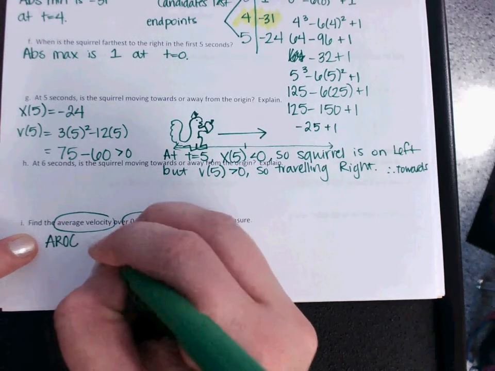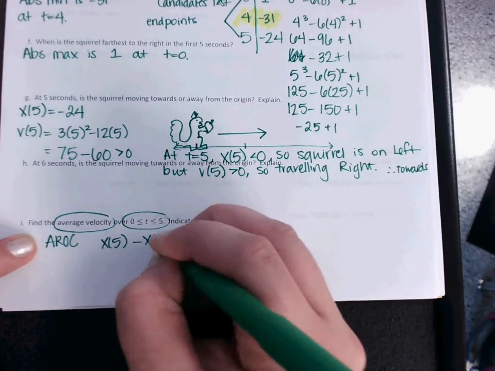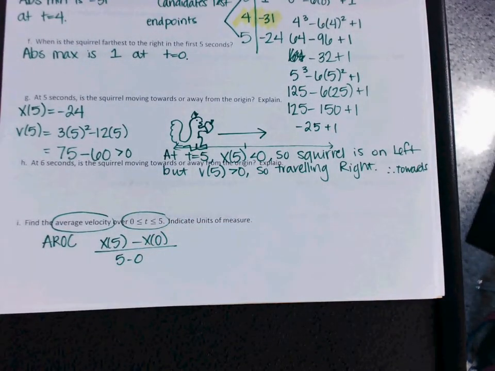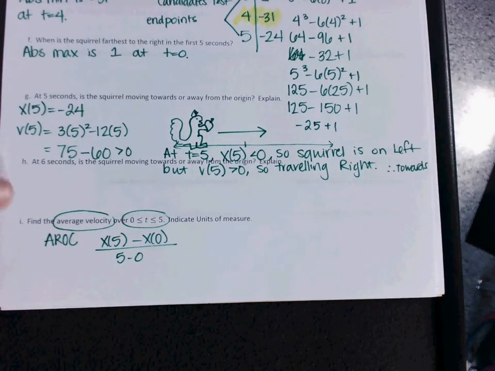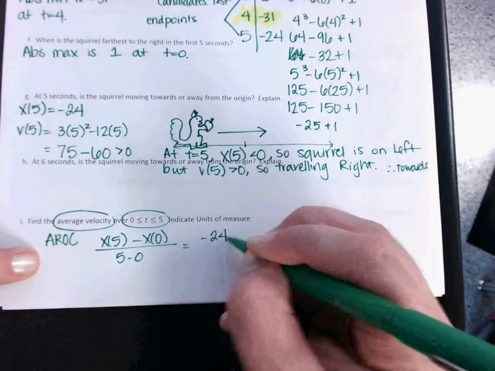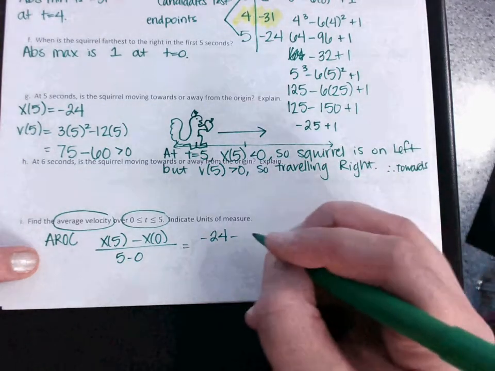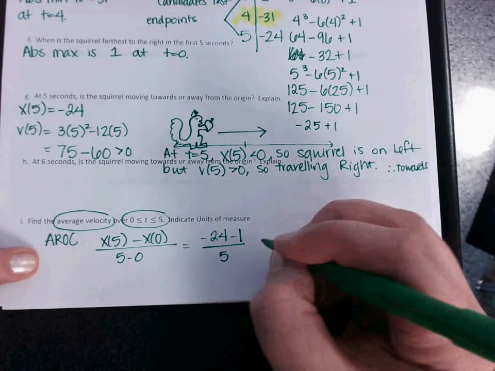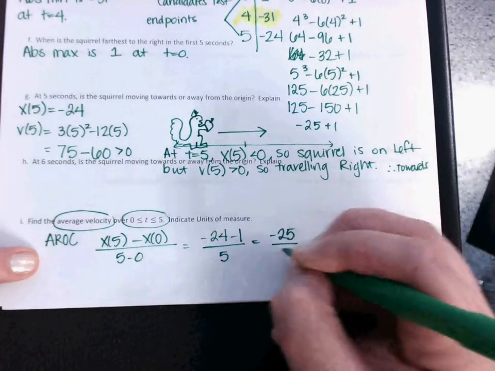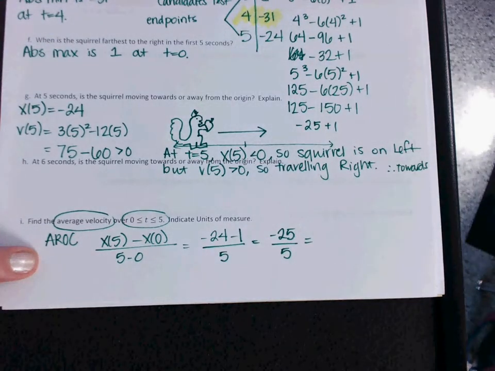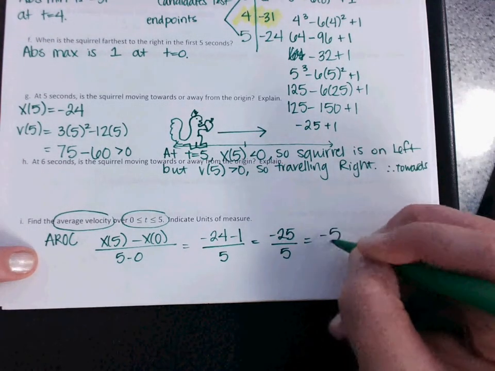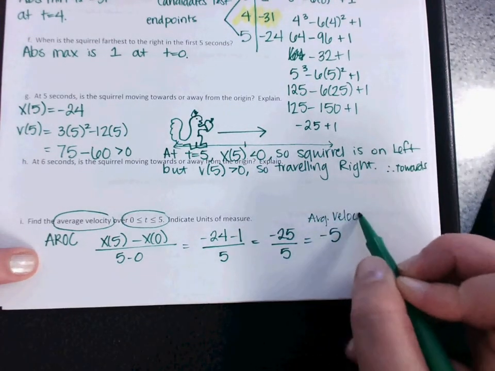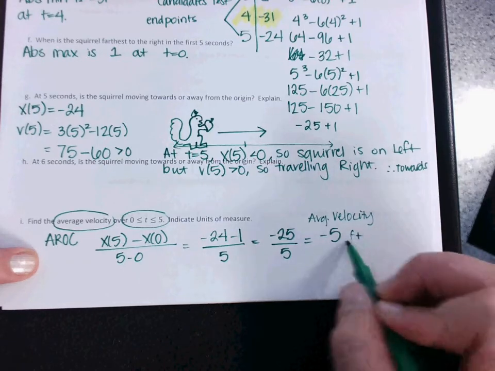So you would have done x of 5 minus x of 0 over 5 minus 0. What was x of 5? We already found it. Negative 24. What was x of 0? We already found it. 1. Negative 24 minus 1 is negative 25. Divide that by 5. What is my average slope on that interval? Okay, this is a velocity though. It's an average velocity. So it would have been measured in feet per second.